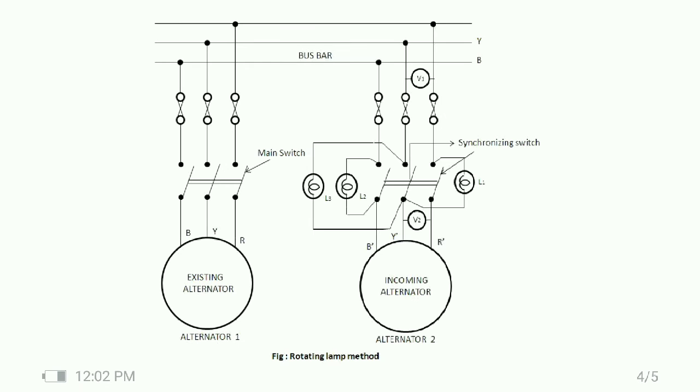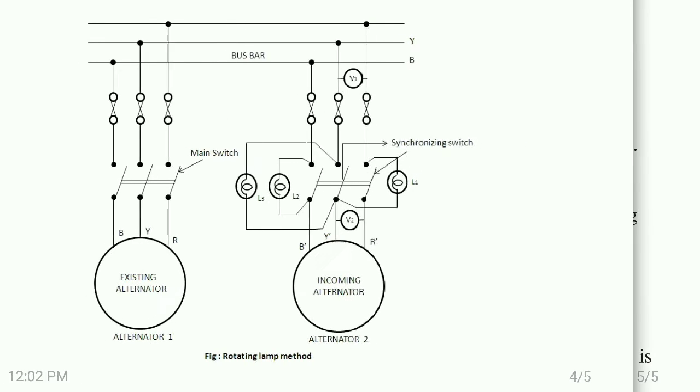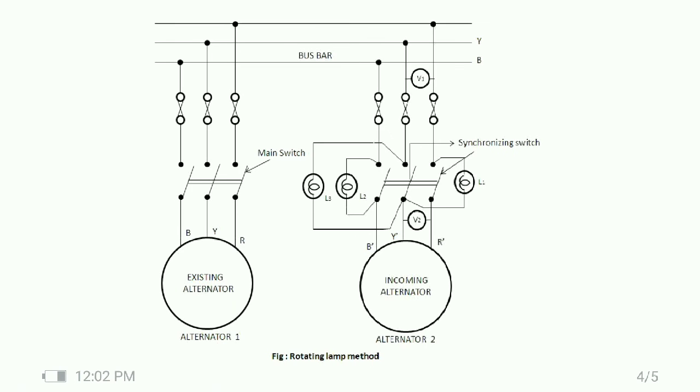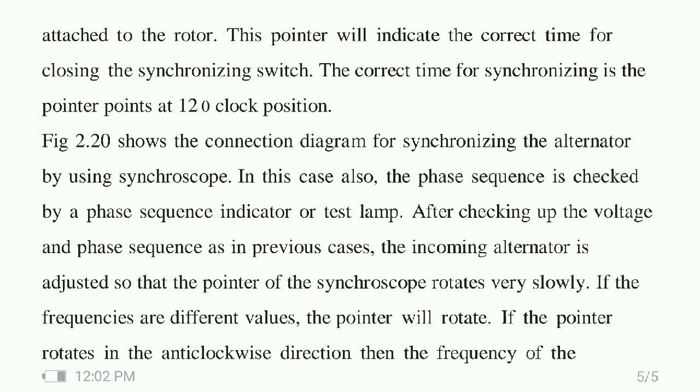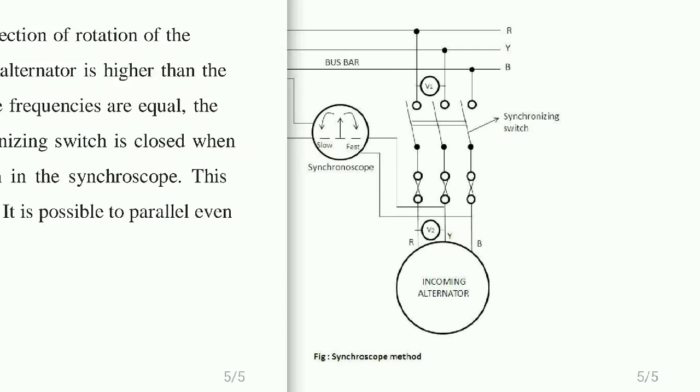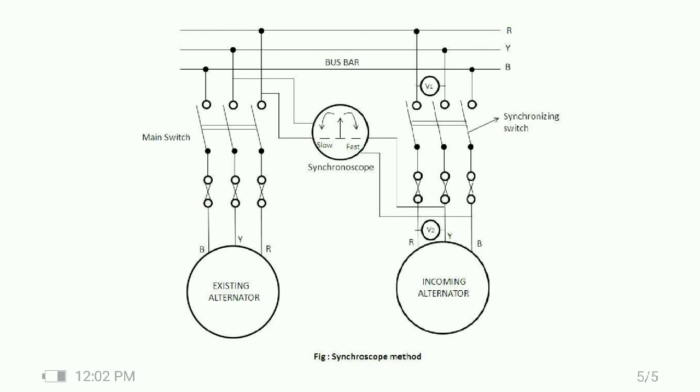And in the 2 bright 1 dark lamp method, 2 lamps will glow bright and 1 lamp will glow dark. That is the sequence at which you have to close your synchronizing switch. Here only 1 lamp is connected across your phases B and Y, and the rest of the 2 lamps are connected across the respective phases R and Y itself.